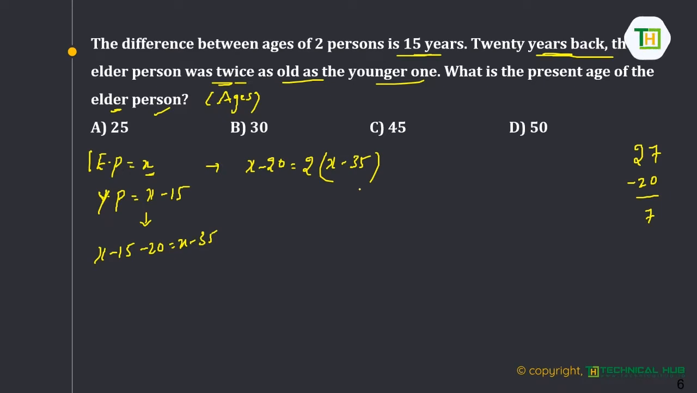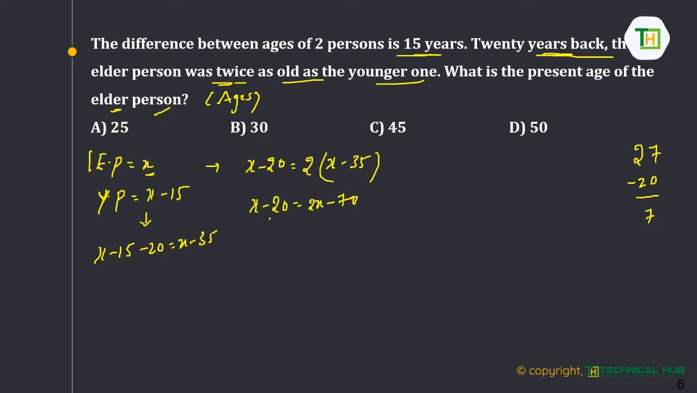The elder one is twice as old as the younger one 20 years back. That's why I'm calculating the ages of the elder one and the younger one 20 years back. And twice means 2 times. Let's simplify that one. So X minus 20 is equal to 2X minus 70.